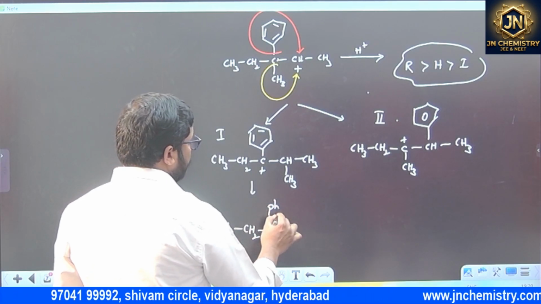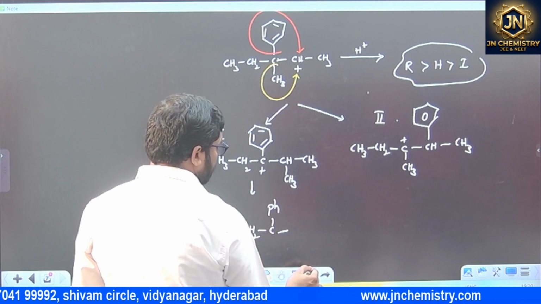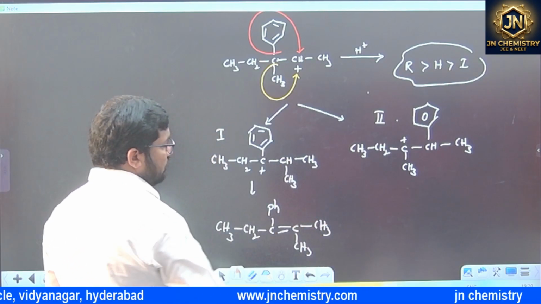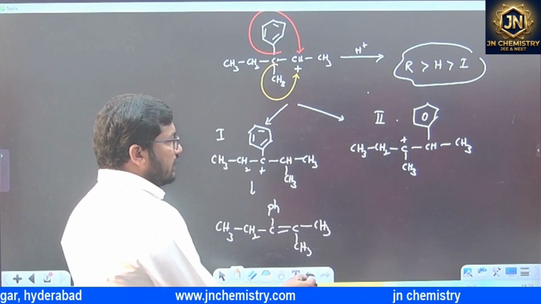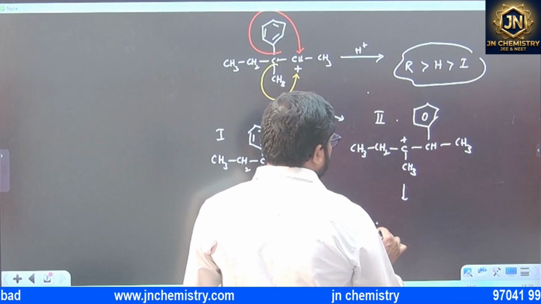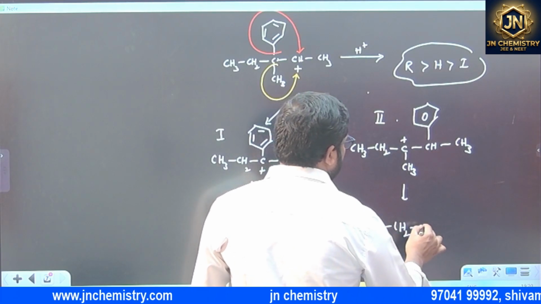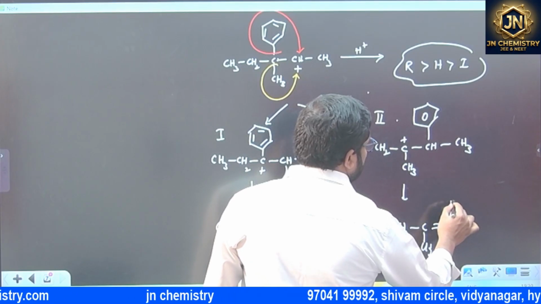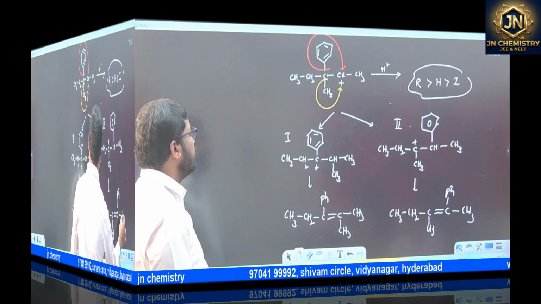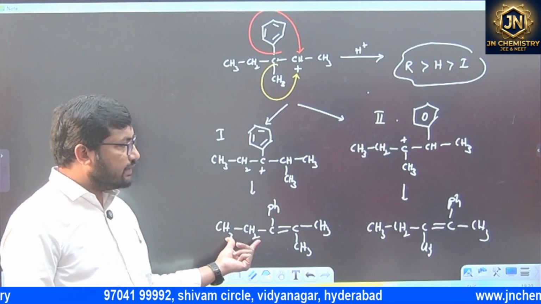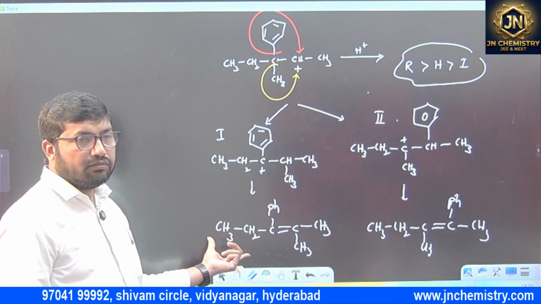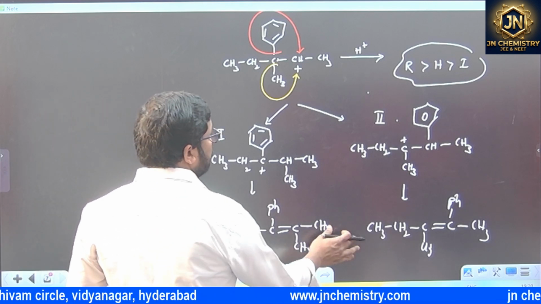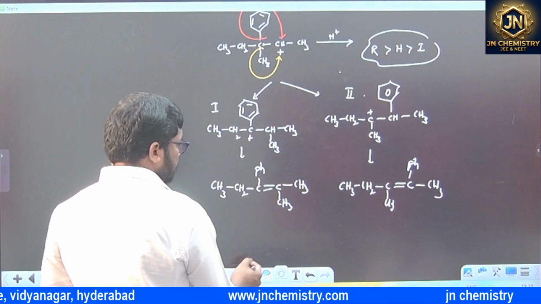I'm just writing the phenyl group like this, double bond, CH3, CH3. Obviously this would be forming the major product. Whereas in this case, CH3, CH2, CH3, double bond C, Ph, CH3. So this will show geometrical isomerism. Is this showing geometrical isomerism? The first compound, is it showing geometrical isomerism?